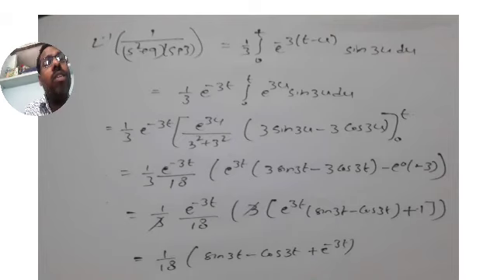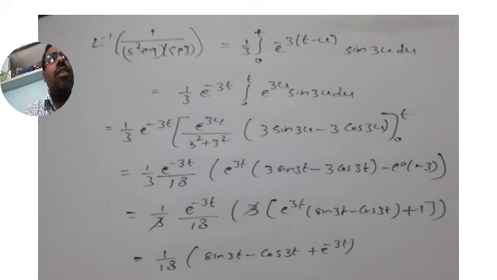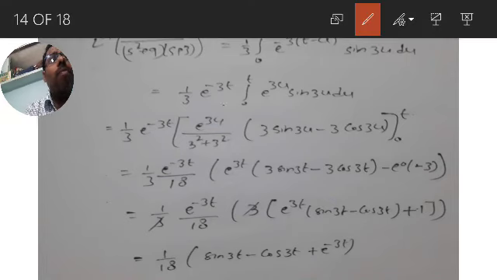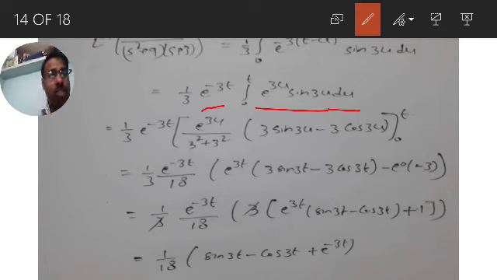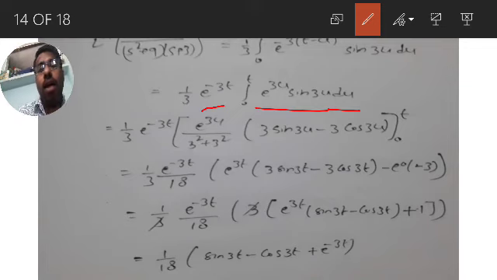1 by 3 into integral 0 to t, e power of minus 3t, 3 into (t minus u) into sin 3u du. Here the t terms are constants: 1 by 3 is constant, and e power of minus 3t is constant. Therefore we integrate e power of 3u into sin 3u du. What is the formula? Integral of e power of ax into sin bx is e power of ax by a square plus b square into (a sin bx minus b cos bx).